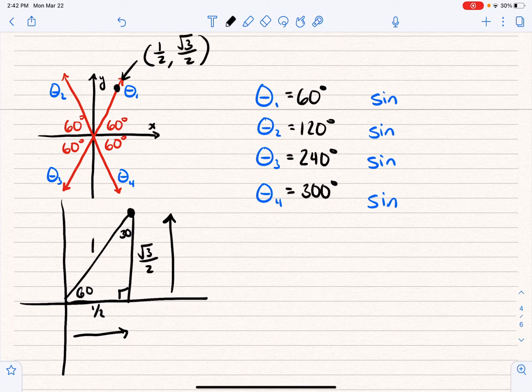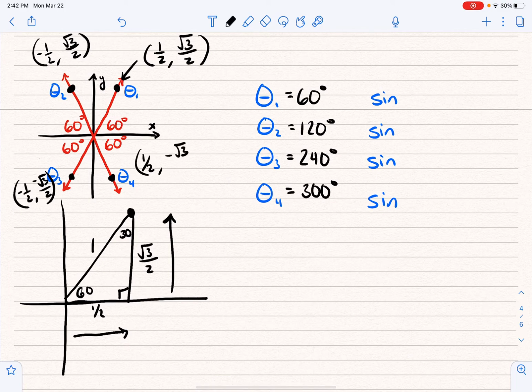And then if I kind of reflected that point back over here, then that point would have to be, well, it went negative 1/2, went negative in the x direction, but again, square root of 3 over 2. And then a point down here would have to be negative 1/2, and then negative square root of 3 over 2. And lastly, a point right here could be positive 1/2, but then negative square root of 3 over 2. And from this, I can figure out the sine of all of these angles.